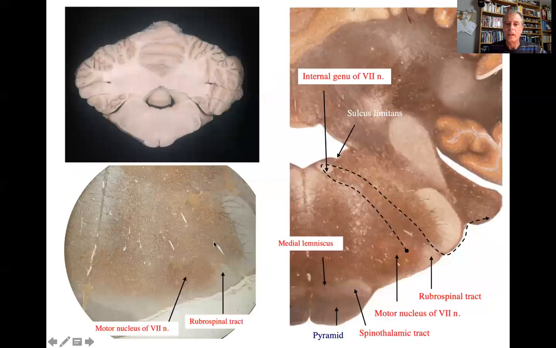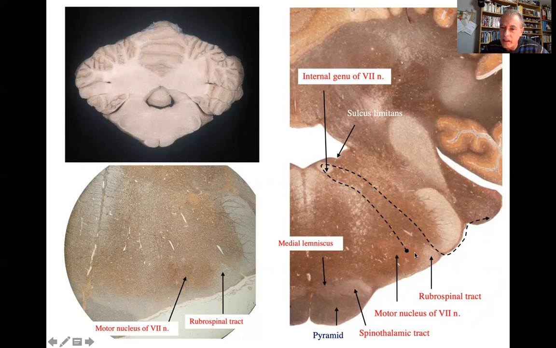Okay. So if we move caudal in the medulla oblongata, here you have the fourth ventricle, the cerebellum right here. The spinal tract of the trigeminal nerve, rubrospinal tract, we know it is there. The caudal cerebellar peduncle, acoustic stria, right here. So we find that this is the motor nucleus of the facial nerve, very close to the rubrospinal tract. The rubrospinal tract is located ventral to the spinal tract of the trigeminal nerve.